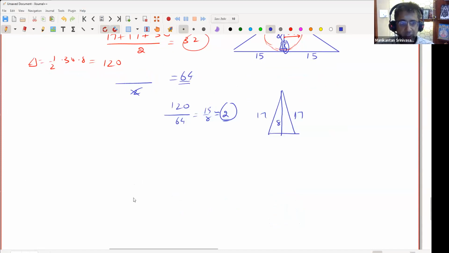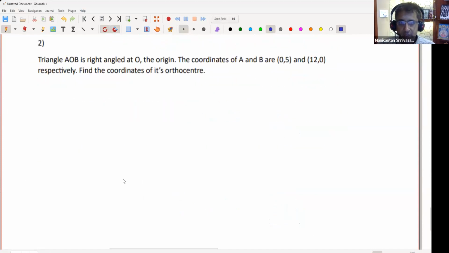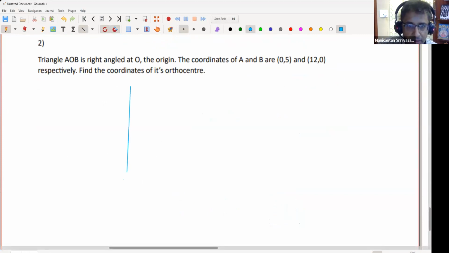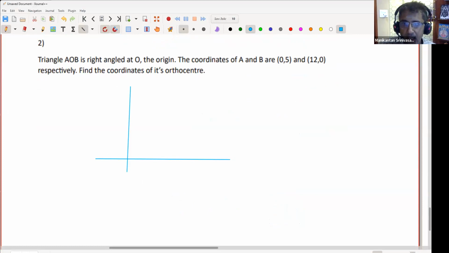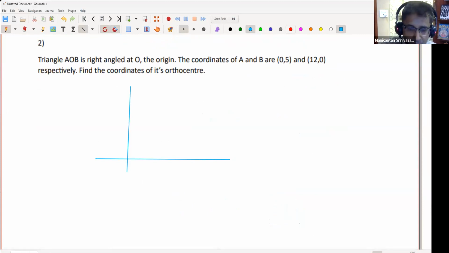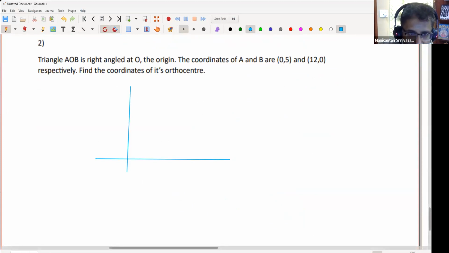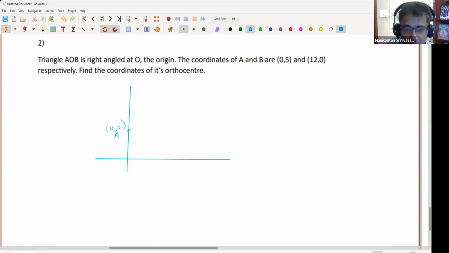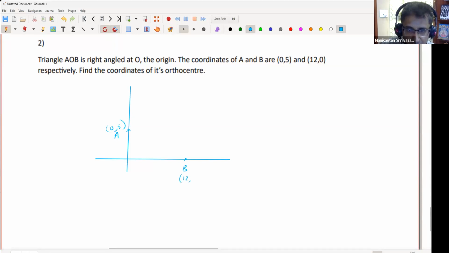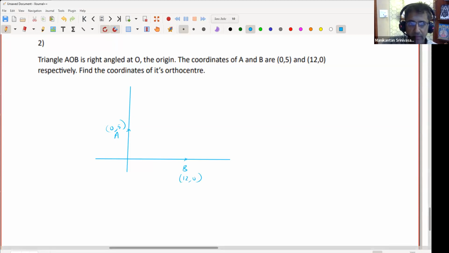Okay, question 2. Triangle AOB is right angled at origin. So let's draw a diagram here. The coordinates of A and B are given, 0, 5 and 12, 0. So let's plot 0, 5 would be somewhere here. Let's say 0, 5. This is point A, and then 12, 0 somewhere here. Again, very approximate, just sketching. You don't have to take a scale and measure and all that.